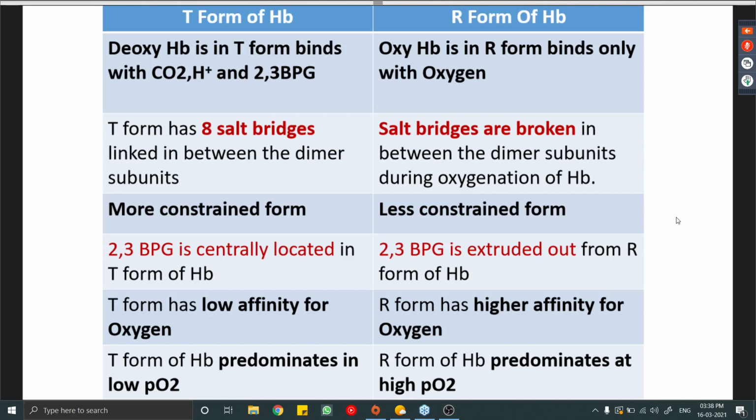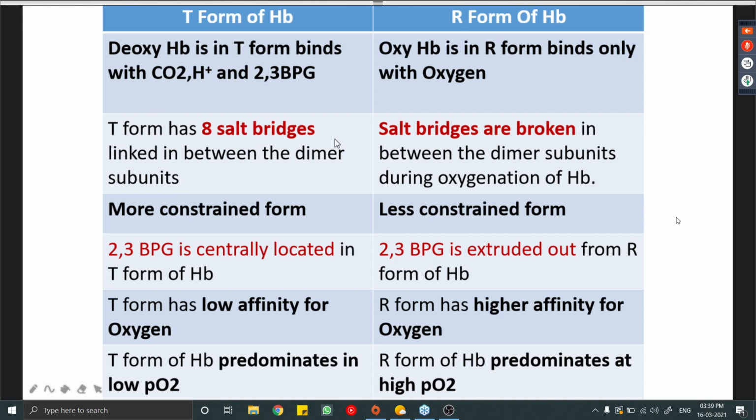So there are T forms and R forms of hemoglobin. Deoxyhemoglobin is in the T form. It binds with carbon dioxide, H plus ions and 2,3-BPG, whereas oxyhemoglobin is in the R form and binds only with oxygen. Now in the new curriculum, we have introduced one section on similarities and differences. In your question paper, you get these kinds of questions, similarities and differences between any two molecules. So here it is the difference between the T form of hemoglobin and the R form.